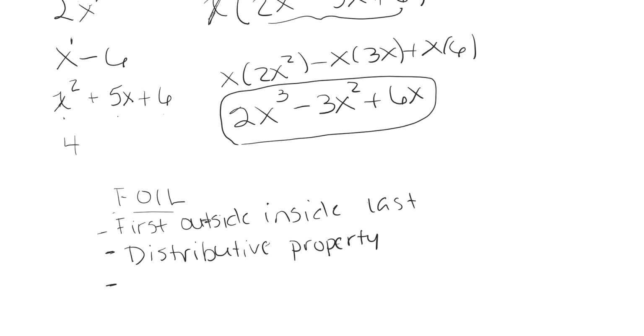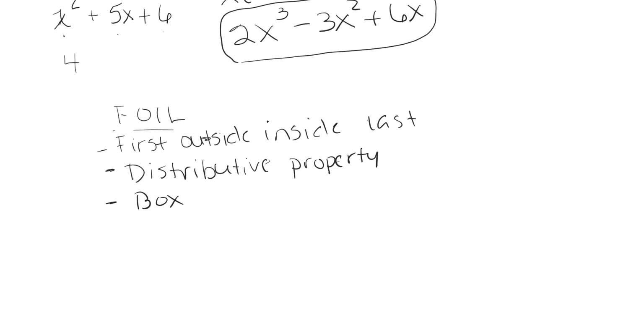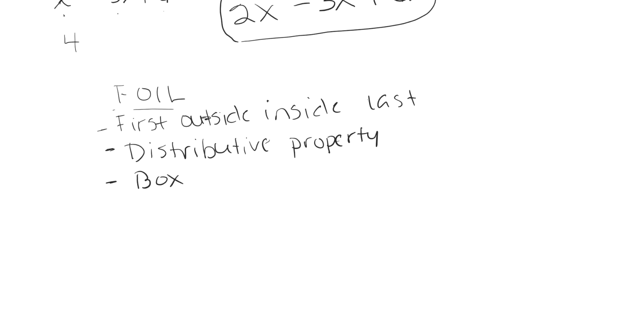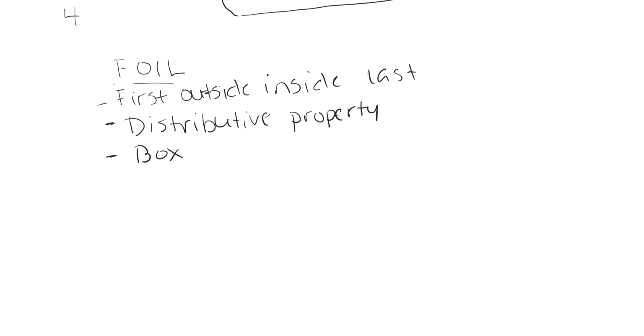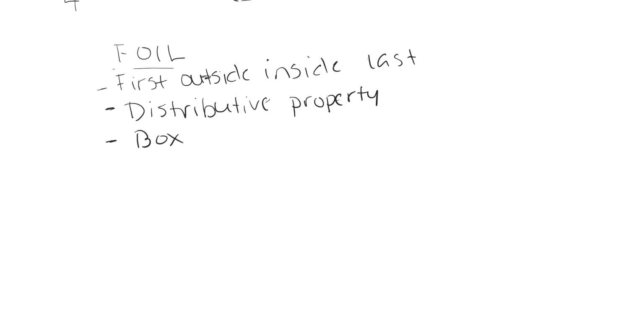And then there was the box. So I'm curious if you would, after you watch this video, comment on which way you preferred, so I kind of get an idea which one to do. In my Algebra 2 classes, they tend to go about 50-50, 50% on foil and 50% on box.